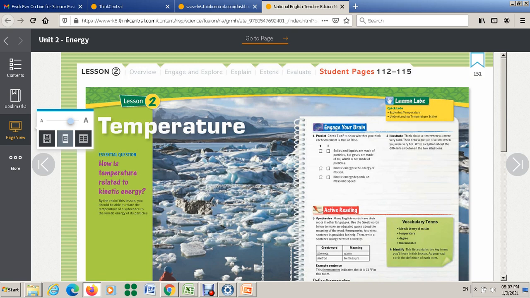To continue this, I want you to open your book on page 113. To solve these statements, you have 3 true or false statements, to understand more about the kinetic theory of matter. The first question: solids and liquids are made of particles, but gases are made of air, which is not made of particles. Do you agree with this? Air is not made of particles? For sure this one is false because it's made of particles.